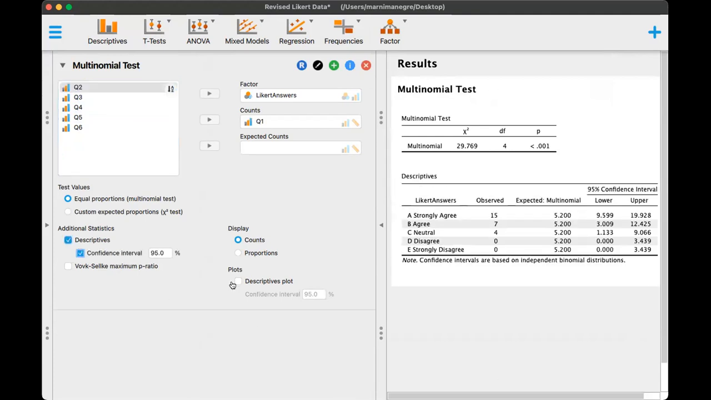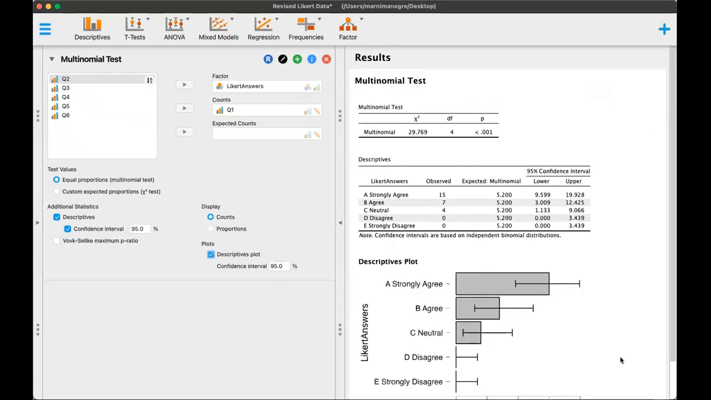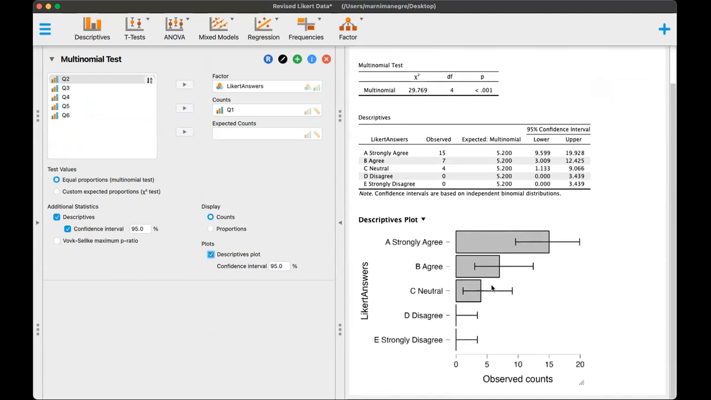Again, we want the descriptives with a 95% confidence interval and the plots. Make this a little larger. You can see now that everything is sorted properly because it's in alphabetical order, and I've just put a letter in front. So now this looks much better. You can take a screenshot of this and put this directly into your thesis.